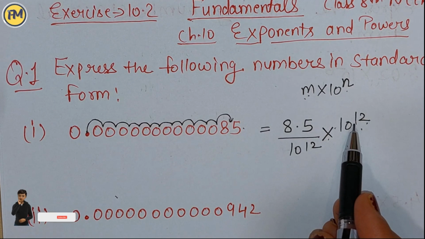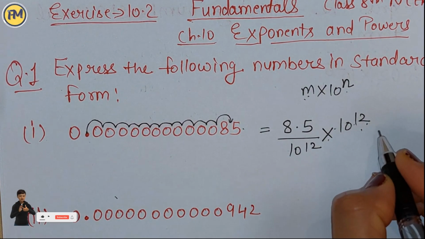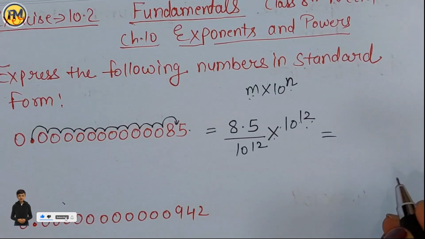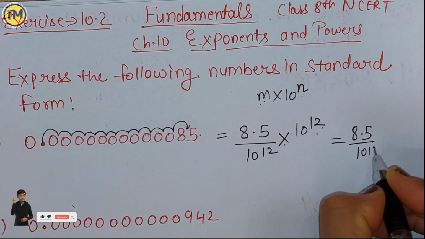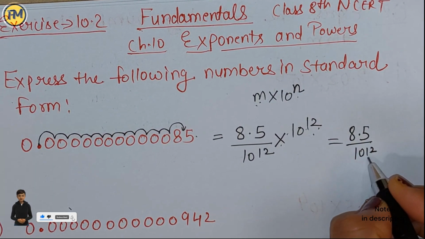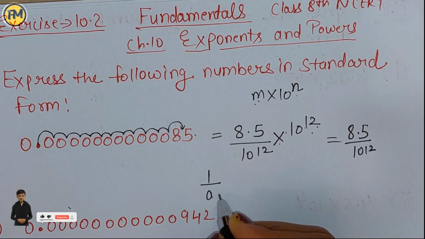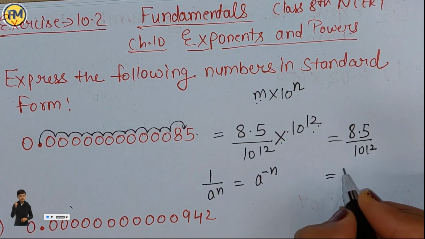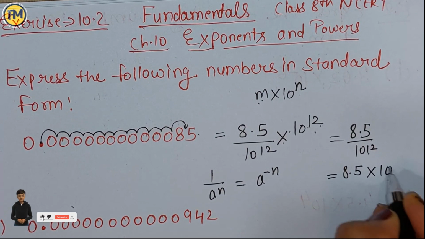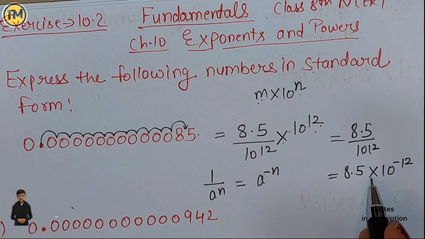And if you are multiplying by 10 raised to the power 12, then you have to divide also by 10 raised to the power 12. After multiplication, this number will become 8.5, and in division there is 10 raised to the power 12. You know already that 1 upon a raised to the power n is equal to a raised to the power minus n, yes or no? This power will become negative. I hope you understood.